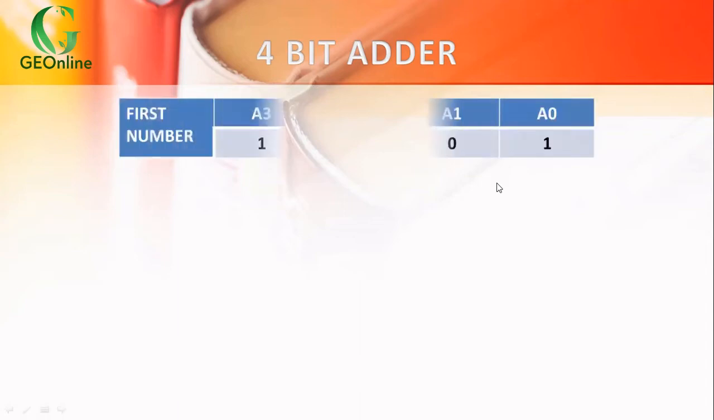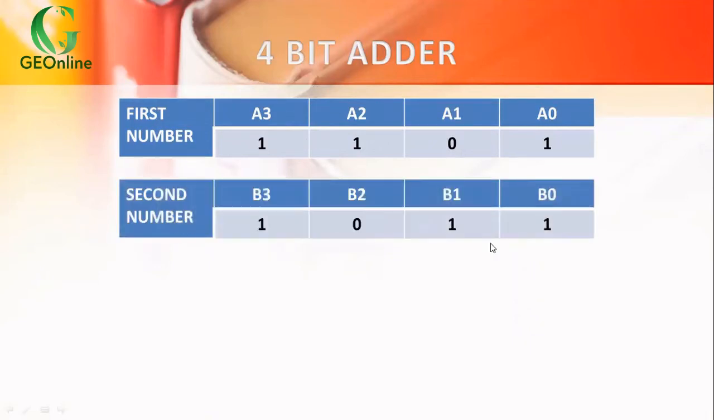Now coming to 4-bit adder. That means we can add 4 bits of 2 numbers. Let's say first number is 1101. So first bit is A0, second is A1, third is A2 and fourth is A3. Second number is B0, B1, B2, B3. So we have to add these 2 binary numbers with 4 bits.